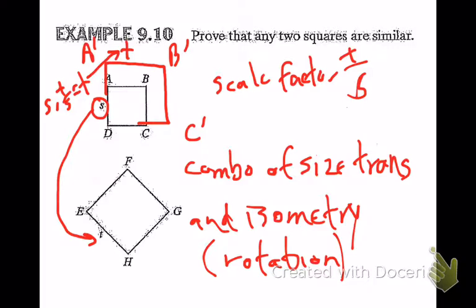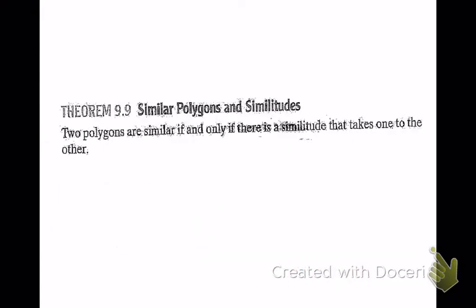All right, in the last statement there, we've got similar polygons and similitudes. Two polygons are similar if and only if there's a similitude that takes one to the other. All right. So if they're similar, there's going to be some type of similitude. All right, any questions on the notes?